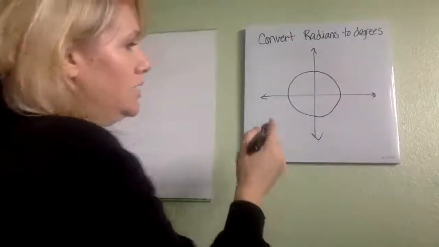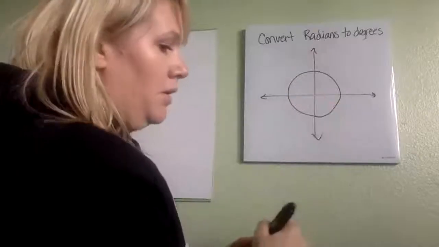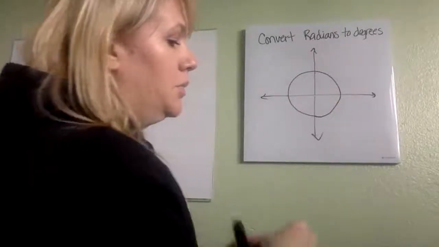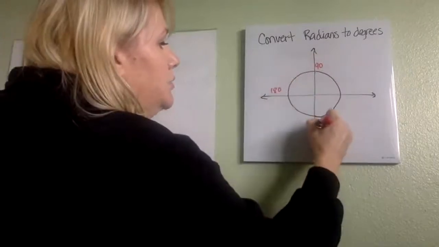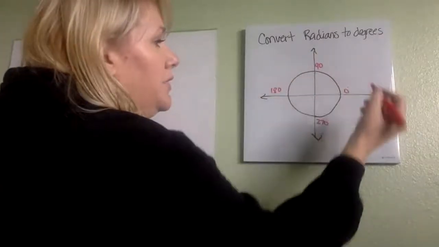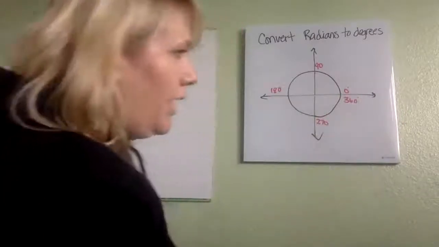Okay, so we talked about the angles. This would be 90 degrees up here. Let's put it in red. 90 degrees would be here, 180 would be there, 270 would be there, and 0 if it doesn't go anywhere, 360 if it goes all the way around, right?